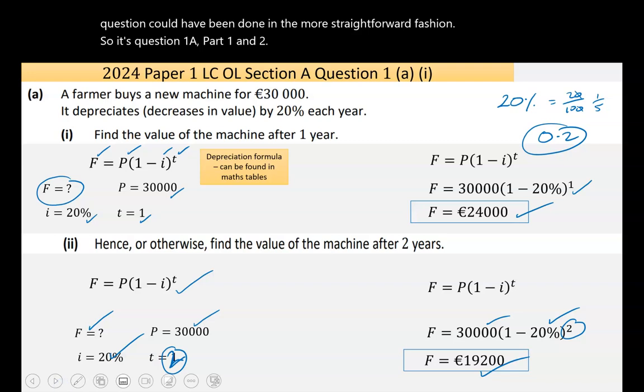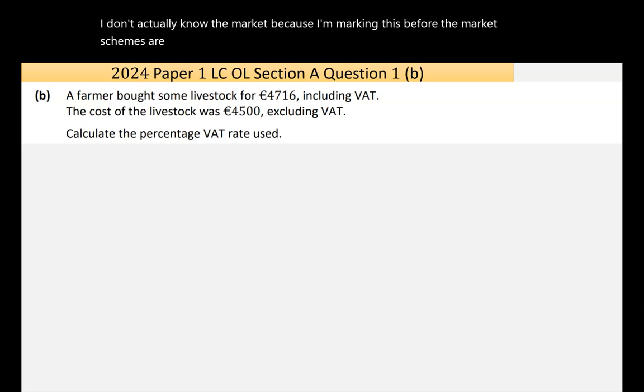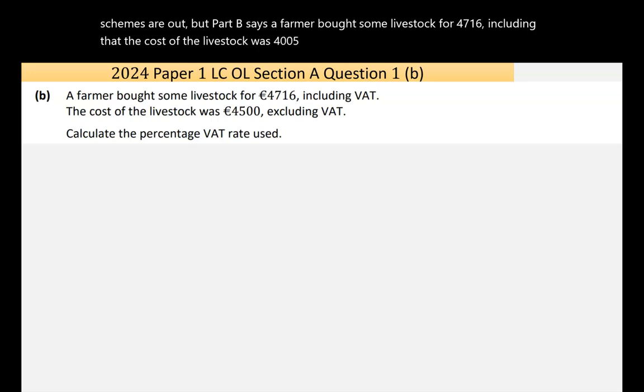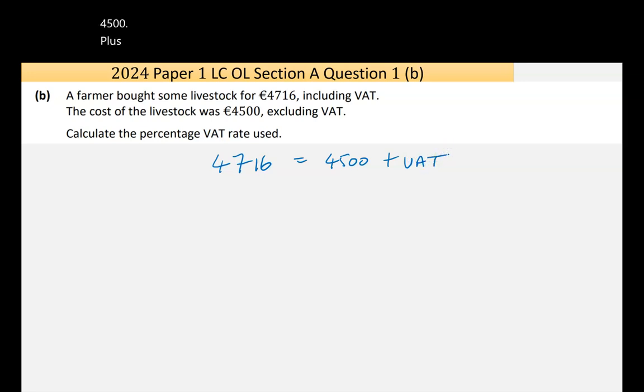I don't actually know the marks yet because I'm marking this before the marking schemes are out. But part B says a farmer bought some livestock for 4,716, including VAT. The cost of the livestock was 4,500, excluding VAT. So 4,716 is equal to 4,500 plus VAT. So that's maybe a correct relevant step. It says calculate the percentage VAT rate used.